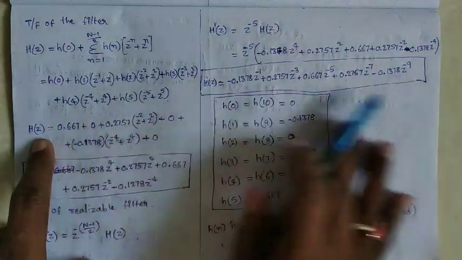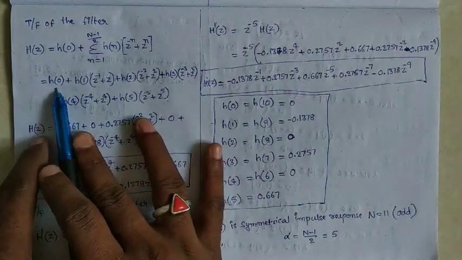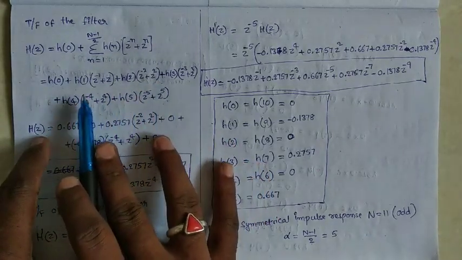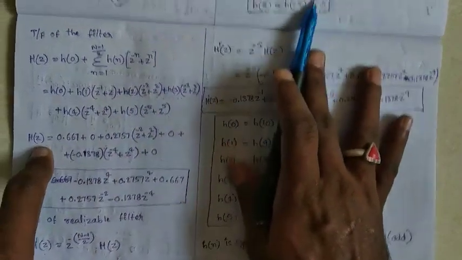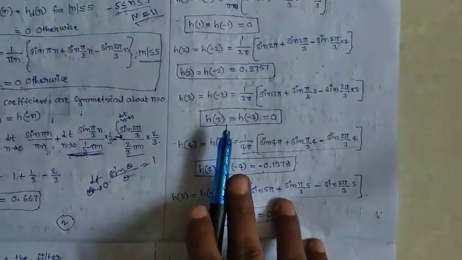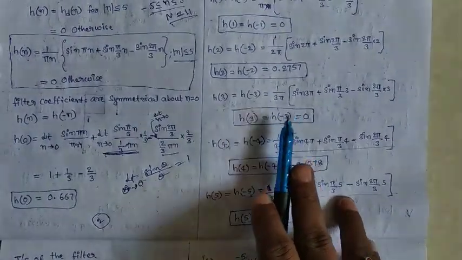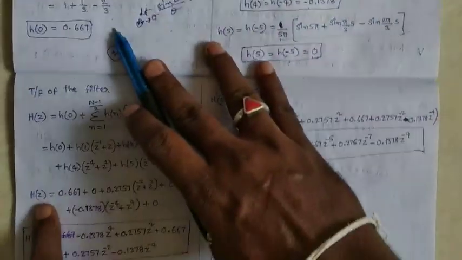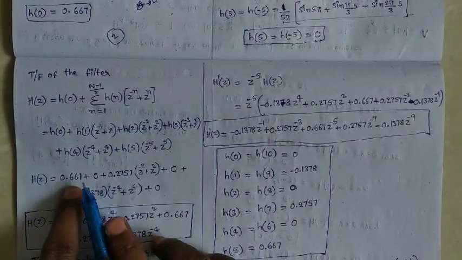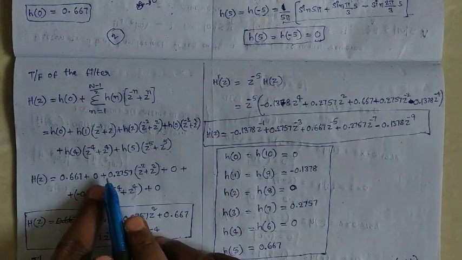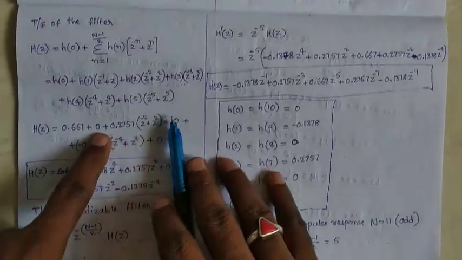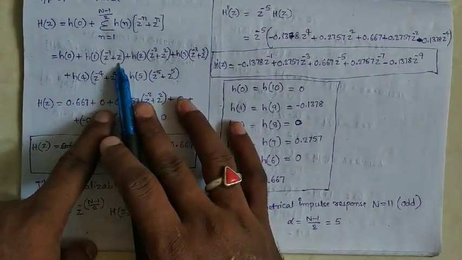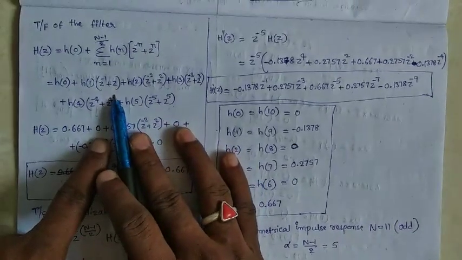Now we are substituting the values of h(0), h(1), h(2), h(3), h(4), h(5) in this equation. Already we have calculated the h(0), h(1), h(2), h(3) values. Here h(0) value is 0.67. H(1) is 0, so 0 into this term is 0.